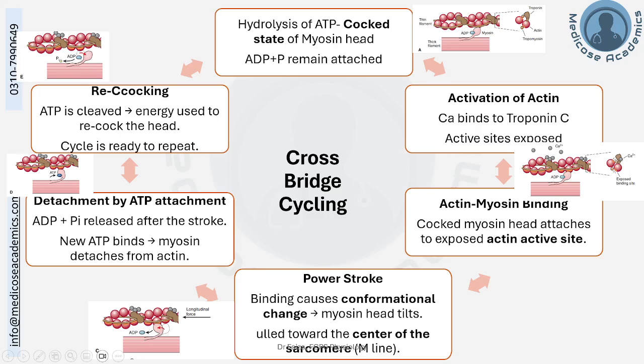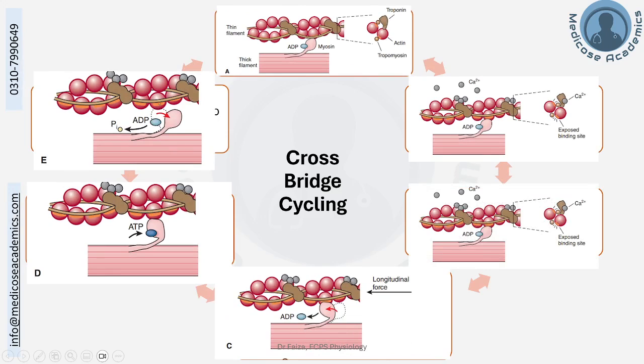The cocked head will attach to the actin filament. If the calcium is available, that will lead to the power stroke. That will be followed by release of ADP and attachment of ATP, which will lead to the detachment of the myosin head, again hydrolysis, and this will keep on going until the calcium is available and until the ATP is available, both necessary precursors of skeletal muscle contraction. And by doing this, the myosin heads will keep on moving the actin filaments to the center of the sarcomere, and this is what we call the molecular mechanism of muscle contraction, or cross-bridge cycling. The cyclical attachment and detachment, also we call it the ratchet theory.